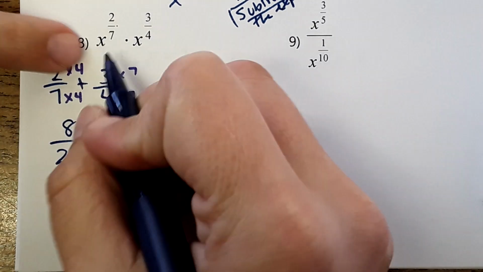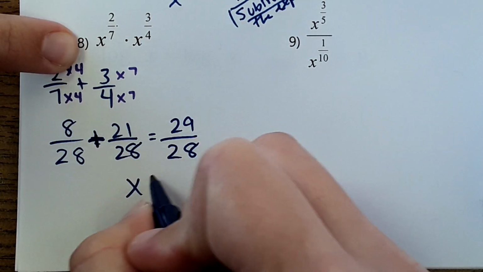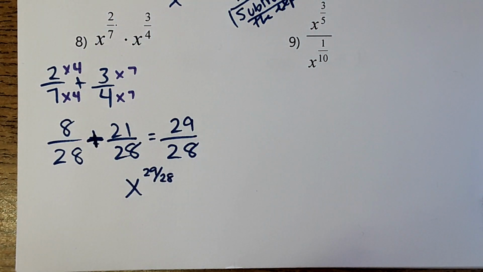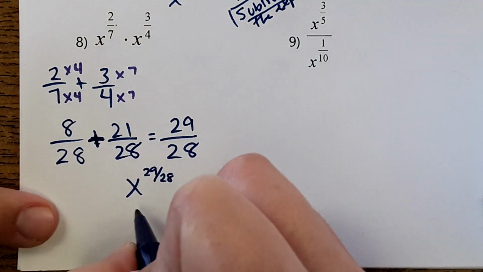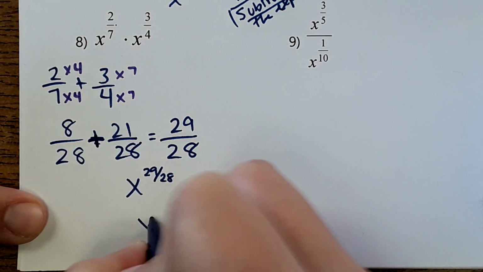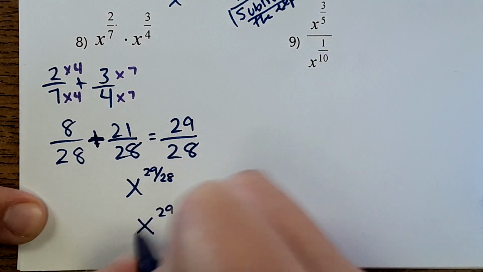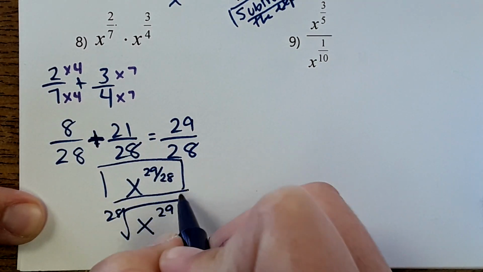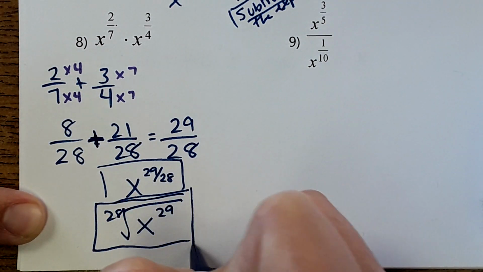So we can write the answer to this as x to the 29 over 28 power. Or you could write it as this. Both are correct, depending on what format they're looking for.